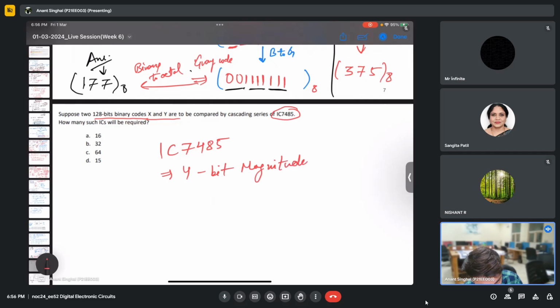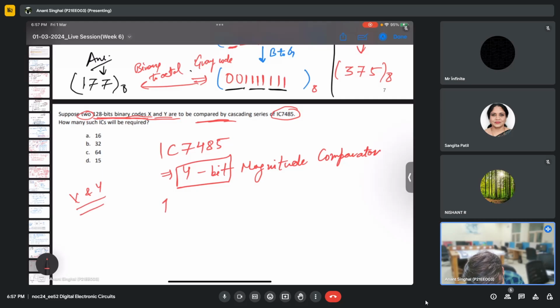You need to learn the name of the IC and what it does. This particular IC is a 4-bit magnitude comparator, so it can take 4 bits at a time. Now the question says we have two 128-bit binary codes X and Y, and for the comparison of X and Y, how many such ICs are required?